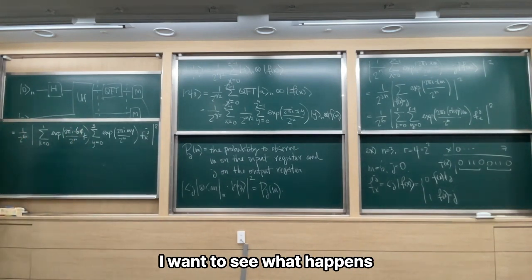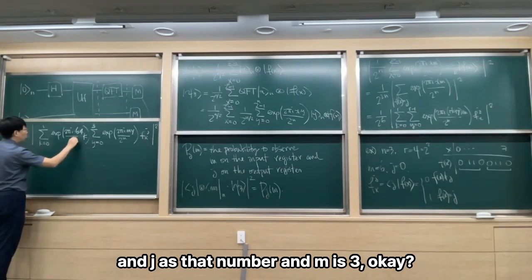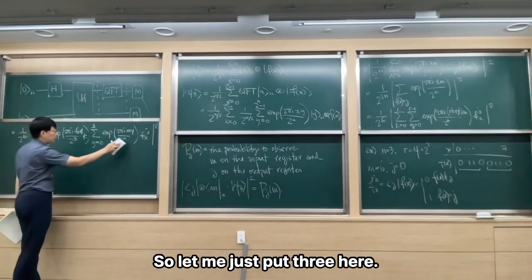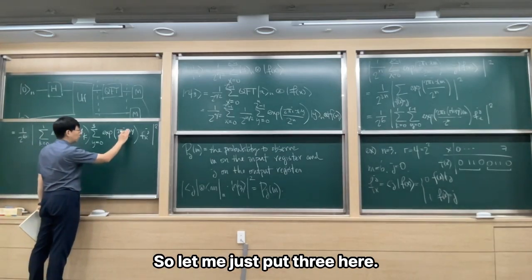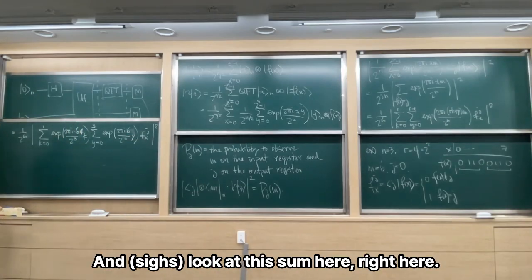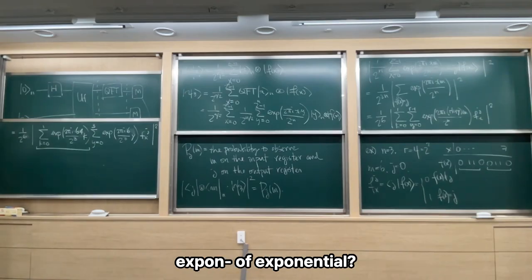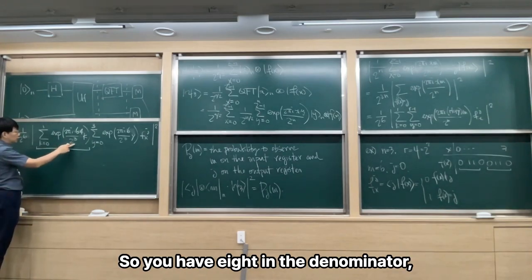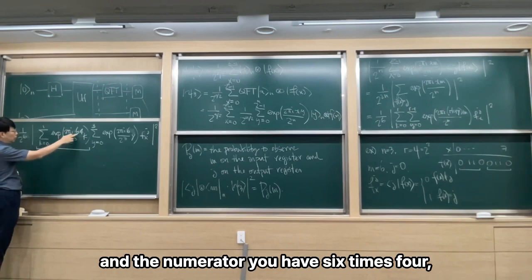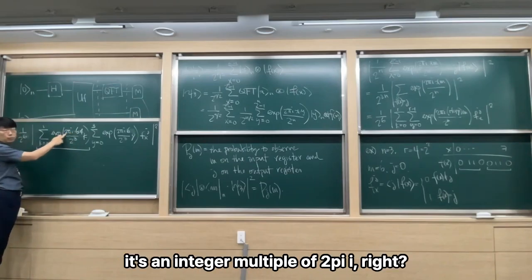I want to see what happens when I read M and J as that number, and M is 3. Okay, so let me just put 3 here. So M is also 6 here. Y is here. And look at this sum here. So what do you see inside of the exponent of exponential? So you have 8 in the denominator, and on the numerator you have 6 times 4, which is 24. So 24 over 8 is 3. So it's basically an integer multiple of 2 pi I.